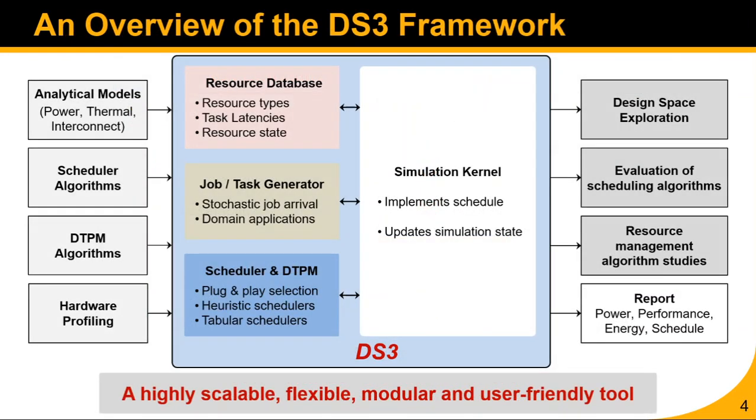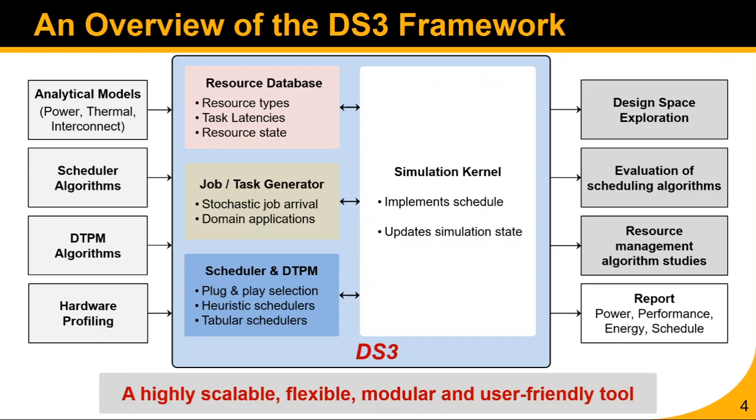The organization of the DS3 framework is depicted in this slide. The resource database contains the list of processing elements, PEs, including the type of each PE, capacity, operating performance points, among other configurations. By exploiting the deterministic nature of domain applications, the profiled latencies of the tasks are also included in the resource database. The simulation is initiated by the job generator, which generates application representative task graphs. The injection of applications in the framework is controlled by a user-defined distribution, for example, an exponential distribution.